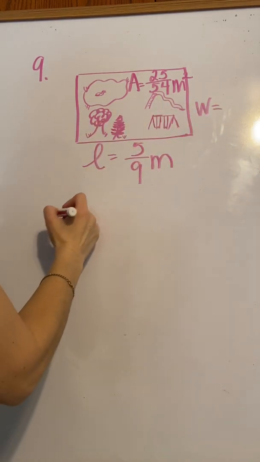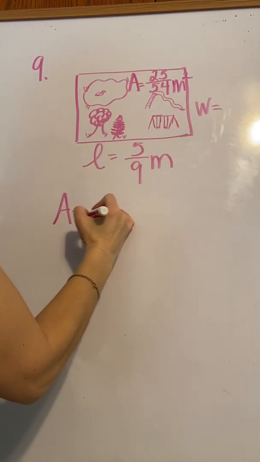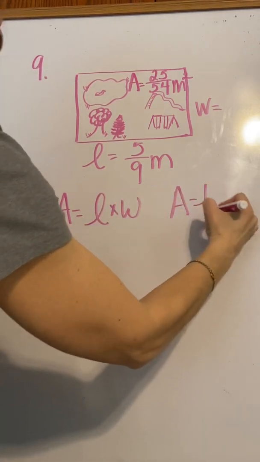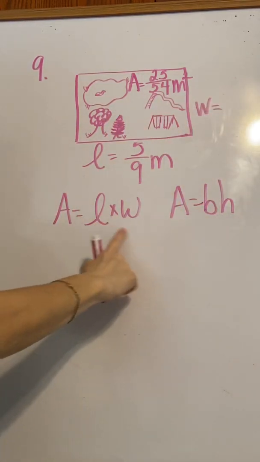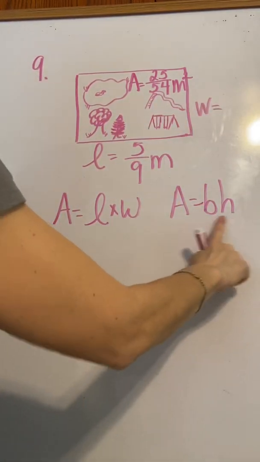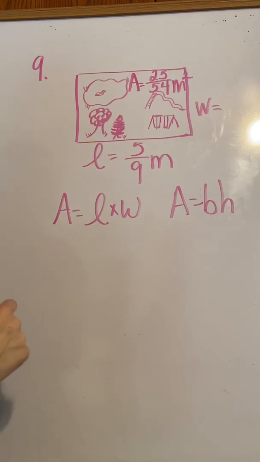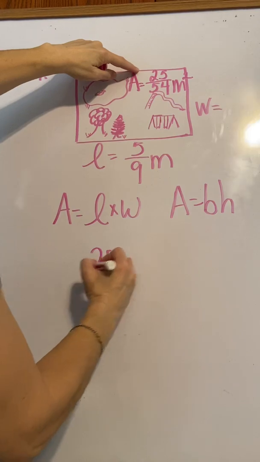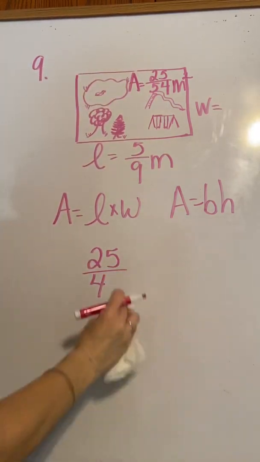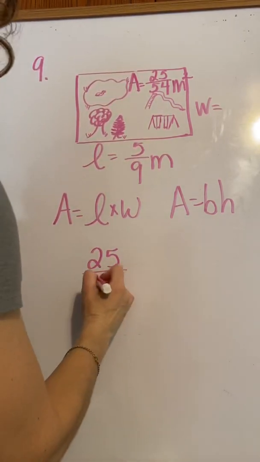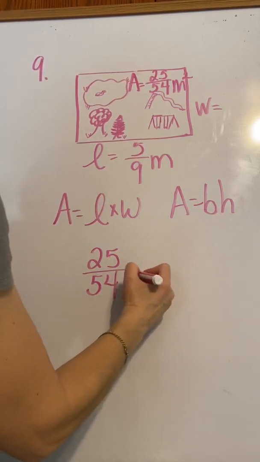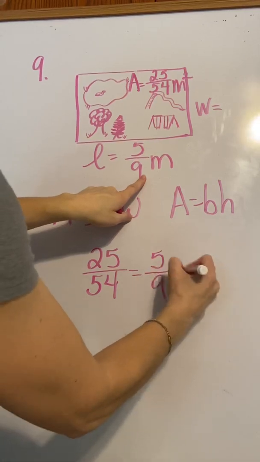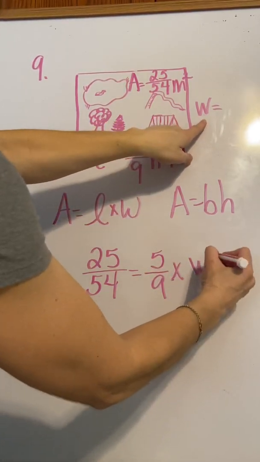Now we know the area of a rectangle is either length times width, or we could say the area of the rectangle is base times height. This is kind of more of an elementary school way to write it. This is more of a high school way to write it. So if we know the area is 25/54. Whoops, I wrote a 4. Erase that. 54. And we know the length, 5/9, times, we don't know the width.